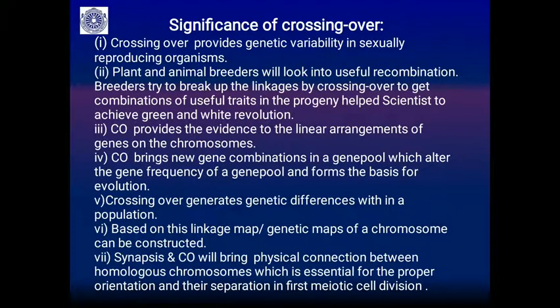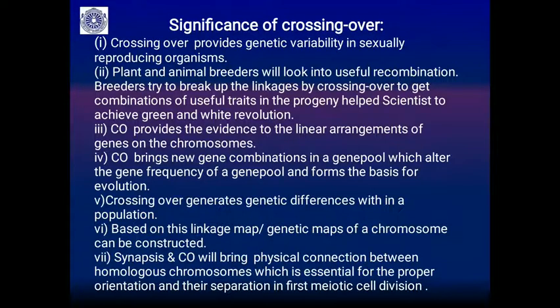What are the significances of crossing over? Crossing over provides genetic variability in sexually reproducing organisms. Plant and animal breeders look into the useful recombinations. Since ages, breeders have tried to break up the linkages through crossing over to get a combination of useful traits in the progeny, which helped scientists to achieve the green and white revolution. You know what the green revolution and white revolution are.